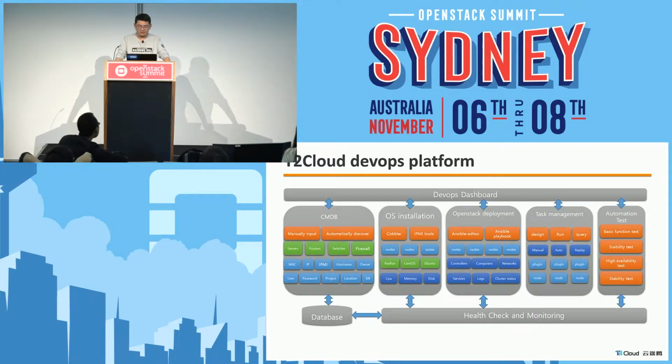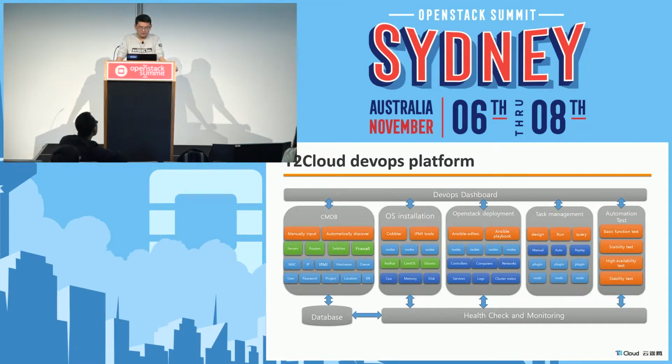Just as the old saying goes, to do a good job, one must first sharpen his tools. In order to deploy and maintain OpenStack environment conveniently, we designed the DevOps platform. The DevOps platform consists of 6 subsystems.